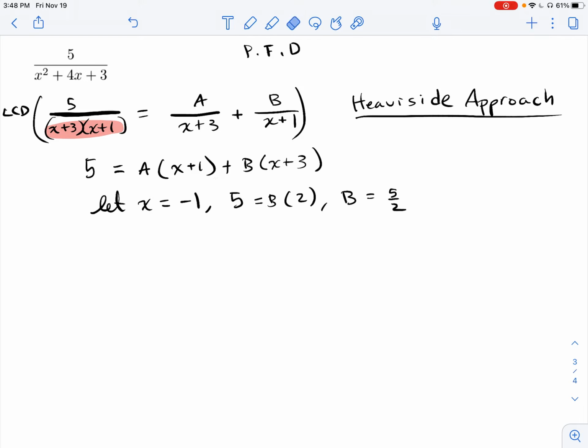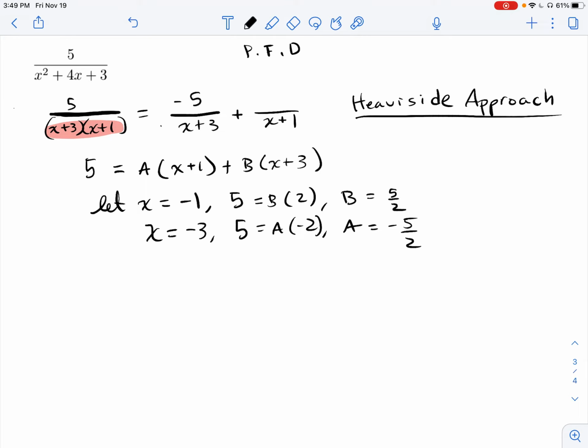Then rinse and repeat that for the other one. If I want B to go away, or B to be eliminated here, what would x have to be? Let x be equal to -3. When x is equal to -3, 5 is equal to A times (-3 plus 1), which is -2. Therefore, A is equal to -5/2. And what that effectively then allows us to do is to substitute those values back in. A is equal to -5 over 2, and B is equal to 5 over 2 times x plus 1.